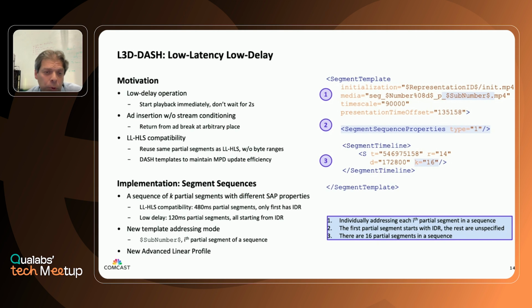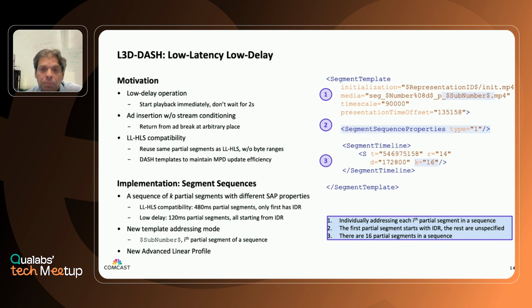For example, what we can do is have low latency HLS compatibility. We have something where you have 2-second segments, and we have 4 partial segments. Only the first one has an IDR. For low delay, we can have very, very small segments all starting from an IDR, and we'll look at the picture to visualize this a little bit better.